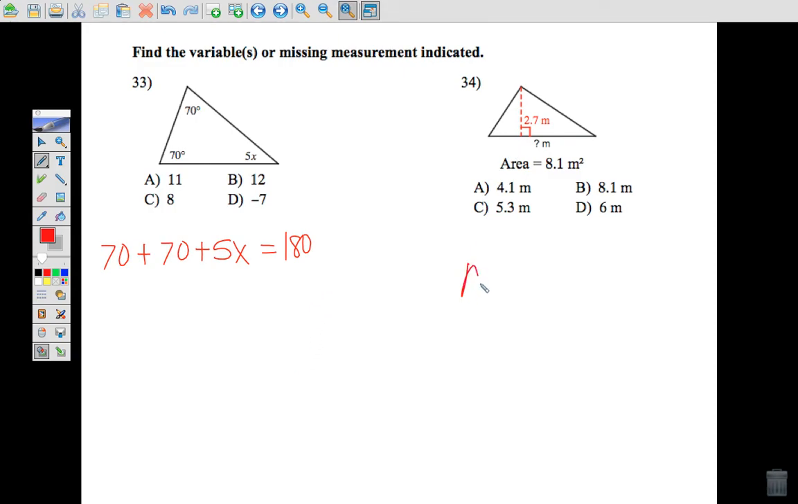Area of a triangle is 1/2 base times height, or base times height divided by 2. Here we're given the area, so you plug it in for area. 1/2, don't know base, height is 2.7. And you just solve that.